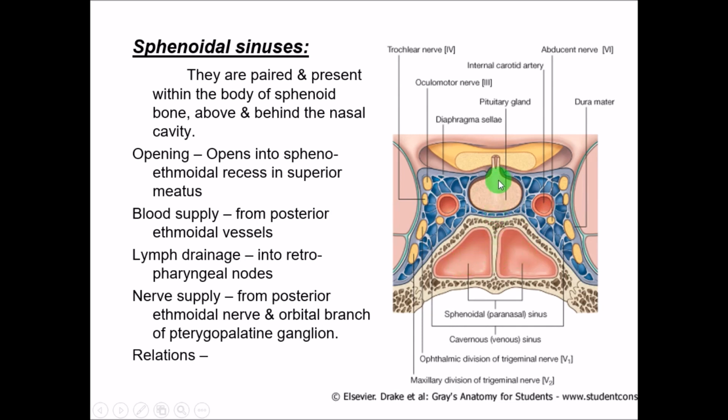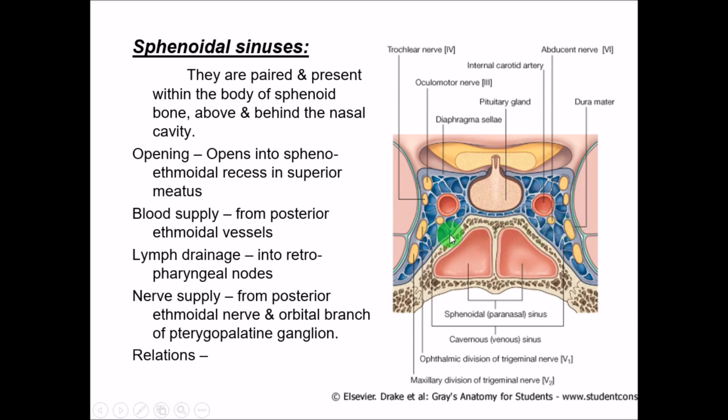Superiorly, if you see here, it is the pituitary gland which is present on the top of it. Okay, and above that will be the optic chiasma, and below that will be the pituitary gland. Then beside this sphenoidal air sinus, there are the dural venous sinuses here. Okay, the cavernous sinus on either side.